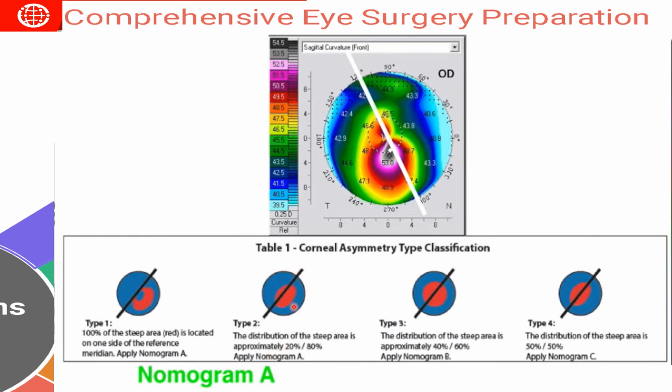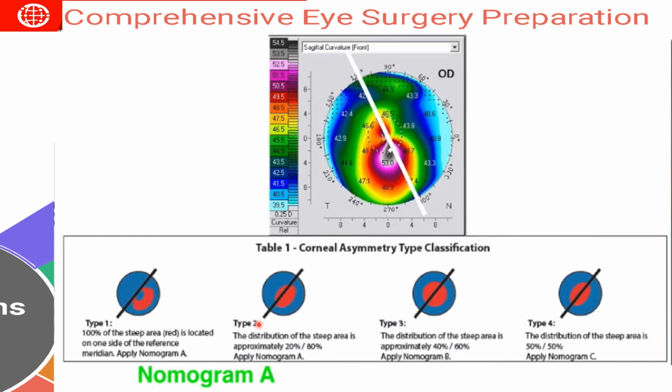That is nearly 90% falling below the topographic axis, like in this case. So in this way, we determine which nomogram we should follow to determine the thickness and the arc length of the intracorneal ring segments.